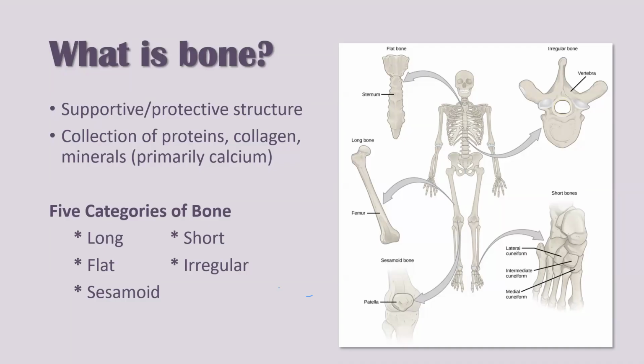The next set of bones are the flat bones. Those are the bones like the sternum or the skull or the ribs, and they serve primarily for protection. The irregular bones, as the name suggests, are irregularly shaped. There are many different irregular bones in the body, and they all have unique functions.